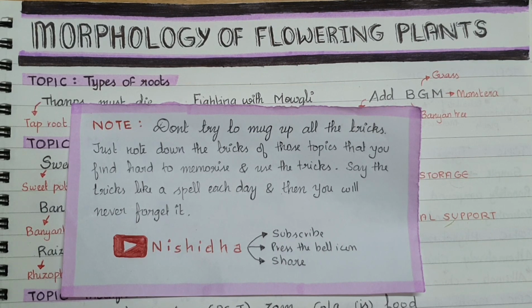So this is the most important point to learn a trick. You have to first know which topics are hard for you, and then you have to say the tricks again and again. When you say it for about 3 or 4 days, on the 5th day you will be able to say it without even looking at your book.